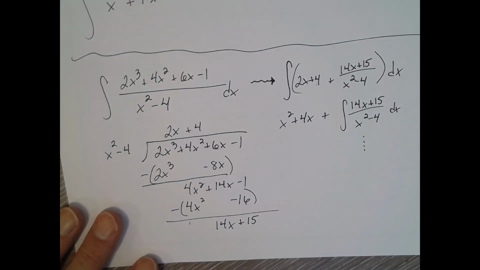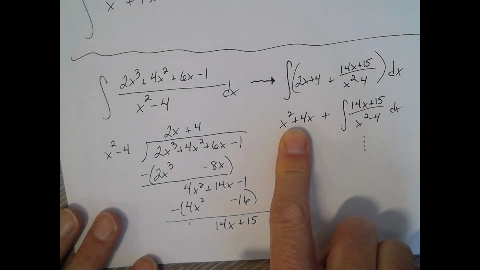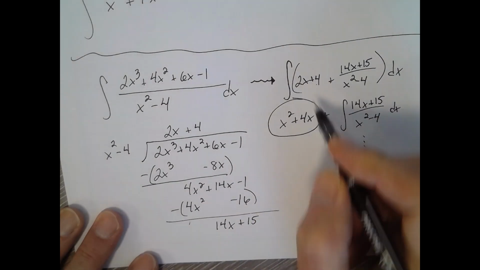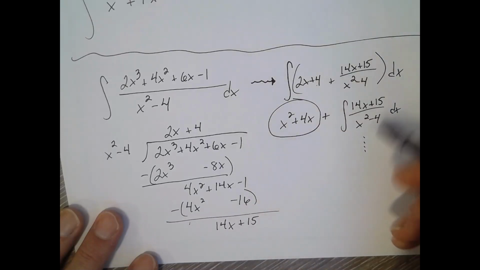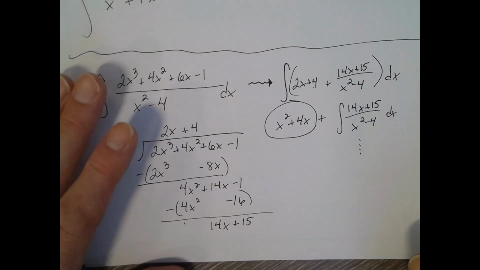Okay, so you do partial fractions with the remaining stuff. Don't forget about what we already have here in our solution. Our answer is going to be x squared plus 4x plus whatever we get when we do all that stuff. Okay? Questions on that?